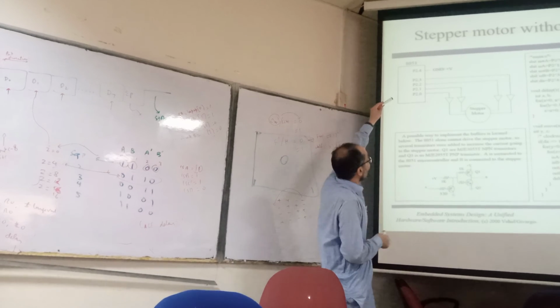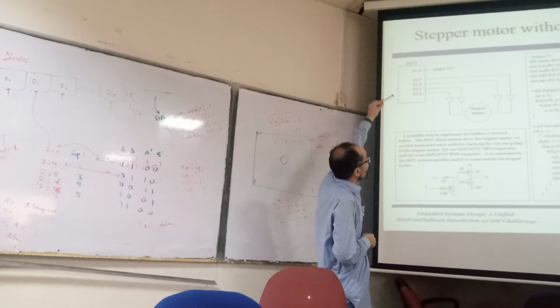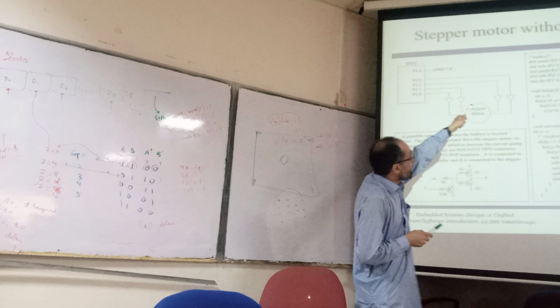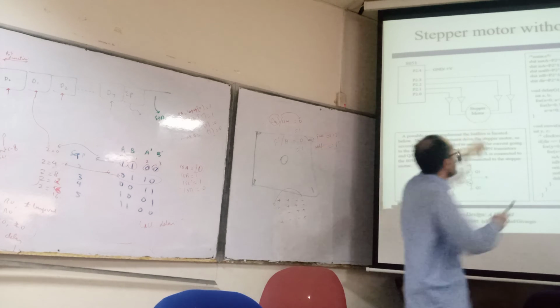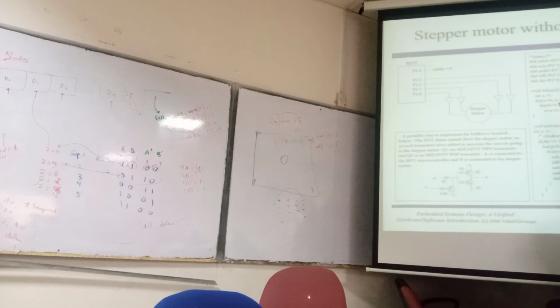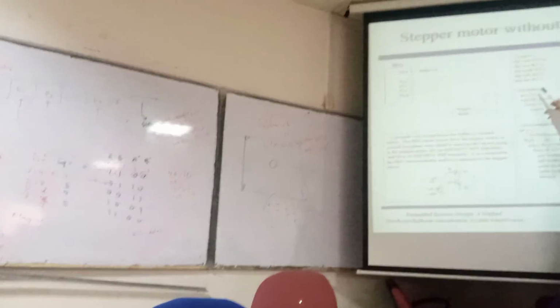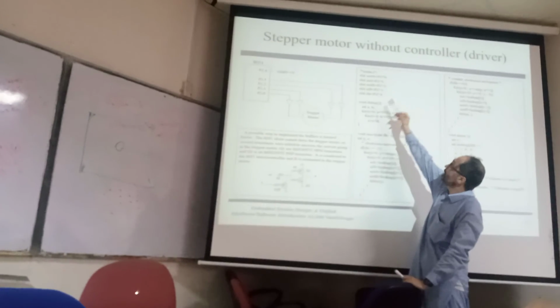Now there are 4 pins, P2.0, 2.1, 2.2 and 2.3. So is A actually connected with P2.1 here? Not B is connected with P2.2. Is B is connected with P2.3, and all these pins.